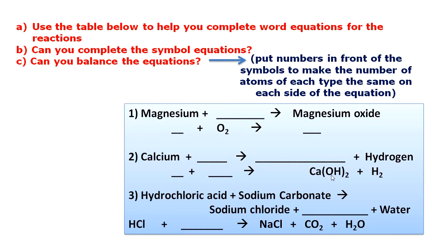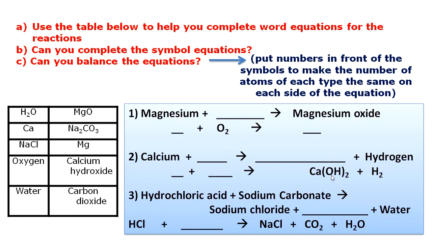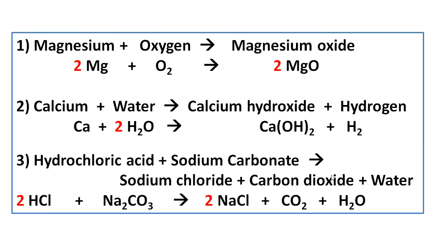Here is a question for you to answer. Use the table below, which is on the left, to complete word equations for the reactions. See if you can complete the symbol equation and balance the equation. Pause the video and do this at your own pace. Now, let's go over the answer. Questions 1 and 2 have the word equation, the symbol equation, and it has also been balanced.